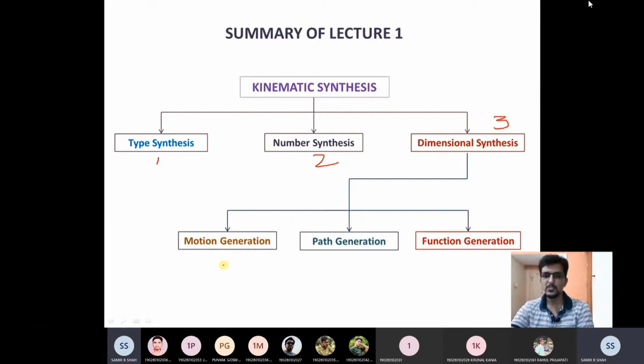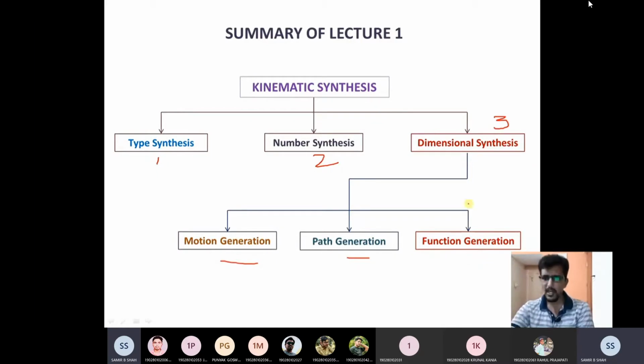Whereas in the motion generation as well as the path generation, there will be no such relationship between the input and the output link. So in the function generation, you have to remember that the input link and output link are related through a function, y is equal to f of x. That is what we have to remember.